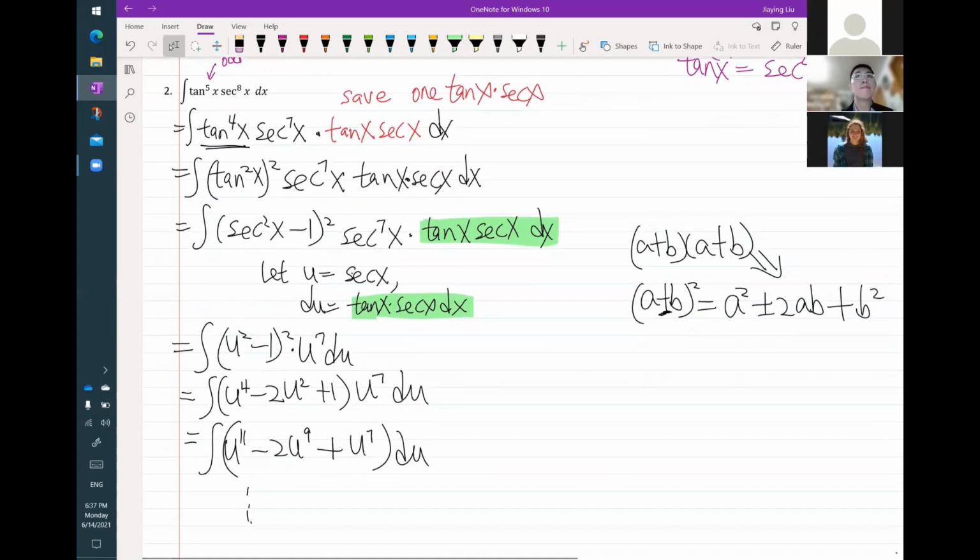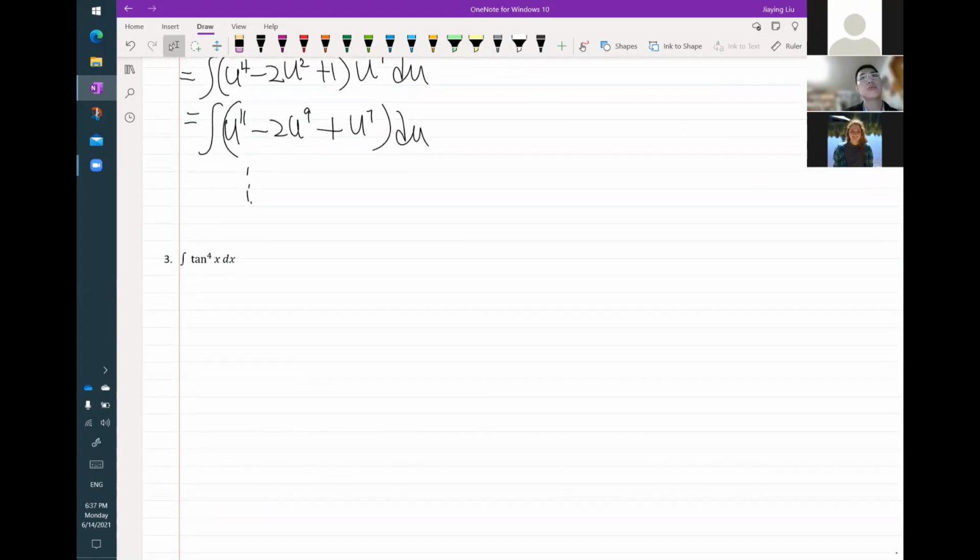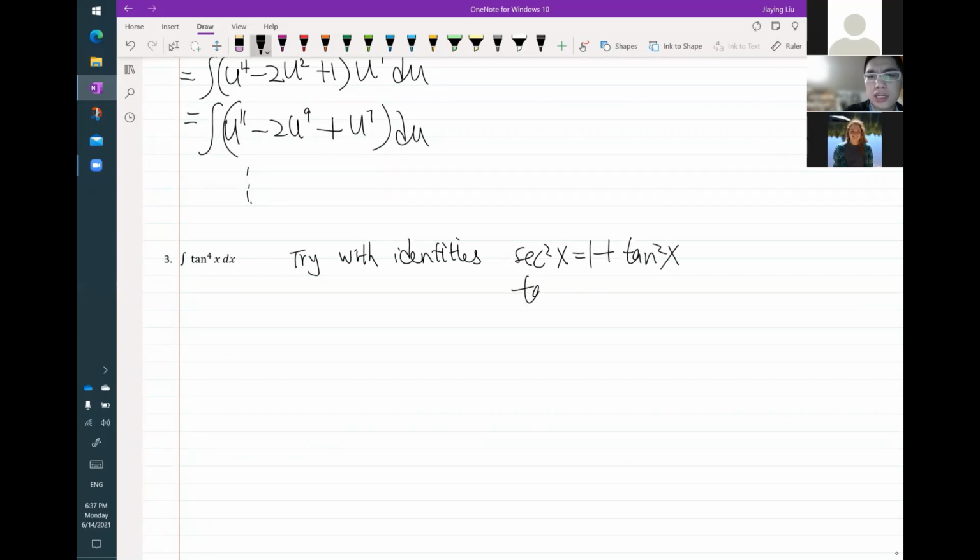Now you probably wonder next, what if we don't have either case? What if the power of tangent is even and the power of secant is odd? You can't follow either of these special cases. Well, if that's the case, you just kind of have to work with it your best, because it's not that straightforward. But the basic idea is that you want to try to rewrite the integrand with tangent squared or secant squared. So try with identities. Secant squared x equals 1 plus tangent squared x, or tangent squared x equals secant squared x minus 1. Try with this. Maybe that may be helpful, or may not be helpful.